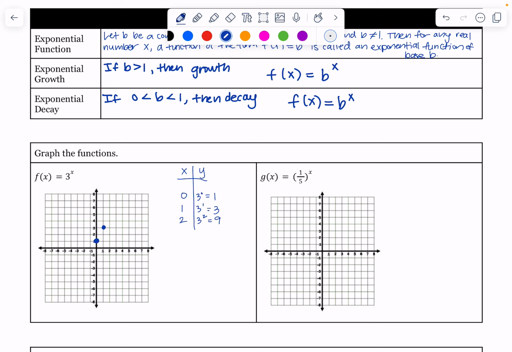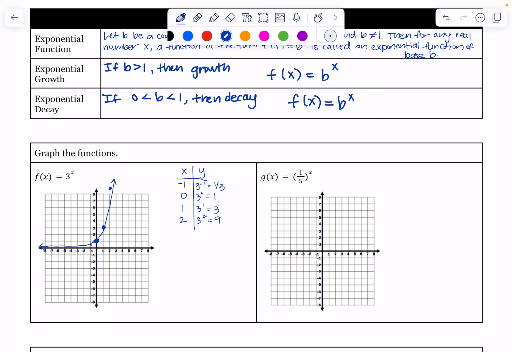So 2, 9 is going to be off the grid. So I'll just put a dot right there. I won't go any further because it's going to go way off the grid. I do want to go backwards 1. So if I plug in a negative 1, that's going to be 3 to the negative 1, which is 1/3. So that point would be negative 1, 1/3. And I have enough points to kind of see this curve.